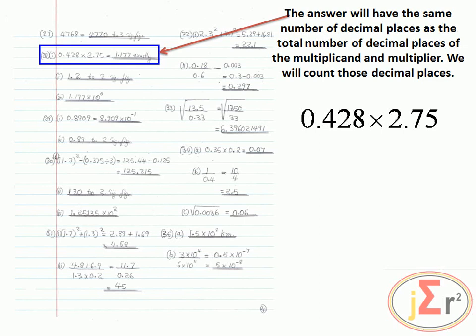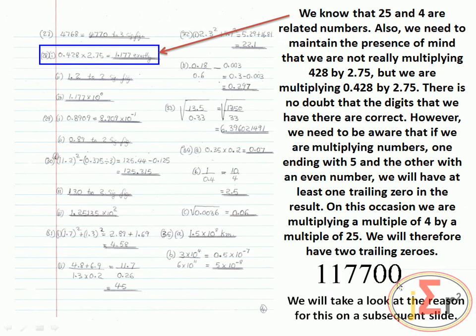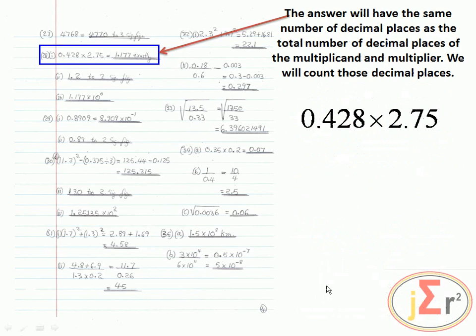The answer, which is this one, the complete thing with the 2 trailing zeros, will have the same number of decimal places as the total number of decimal places of the multiplicand and multiplier together. We will count those decimal places. When we multiply two numbers, the number of decimal places in the two numbers that we multiply is equal to the number of decimal places in the answer. So let us count those.